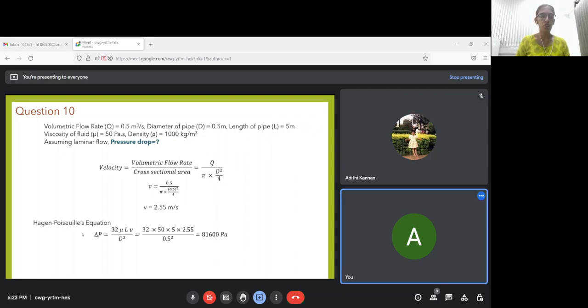In order to calculate the pressure drop, we use Hagen-Poiseuille's equation, where delta P is equal to 32 mu L V by d square for a laminar flow. Here mu stands for viscosity of the fluid, L stands for length of the pipe, V stands for velocity in the pipe, and d square stands for diameter of the pipe squared. When we substitute the values, mu as 50 pascal second, L as length of the pipe, which is 5 meters, V as 2.55 meter per second as we calculated here, and d square as 0.5 into 0.5, we get a pressure of 81,600 pascals. So the correct answer to this question is option B.